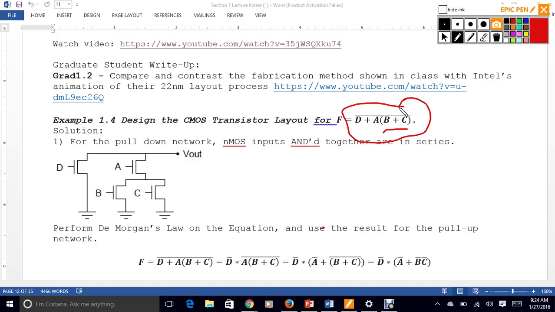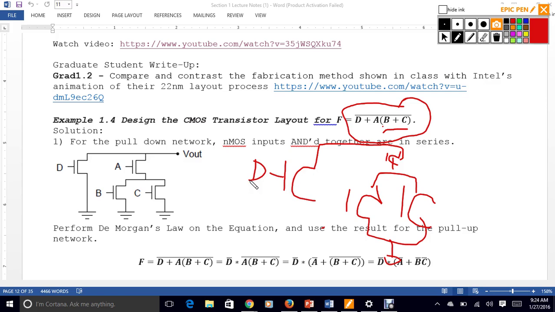So if B or C, how does the rule work for NMOS? Are they in series or parallel when they're ORed? NMOS, they're in parallel, right? So the first thing we're going to do is put B and C in parallel, and then they're ANDed with A. So what are we going to do with that? In series. So we're going to put it like this, in series with an AND. And then we have D or A and B or C. So what are we going to do with this D? Parallel, right? So we go up to the top, and this is going to be D, this is going to be B, this will be C, and this will be A. And this also goes to ground. So that's how that works.